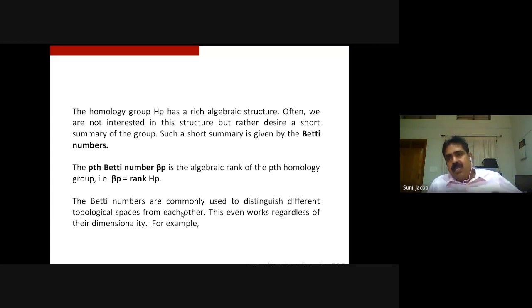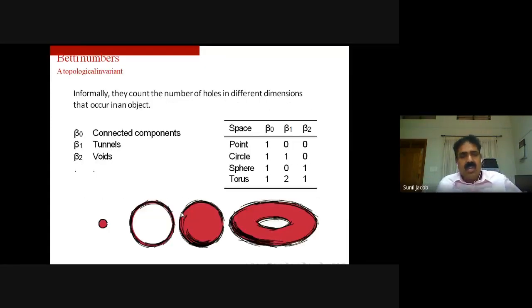Therefore, Betti numbers actually count the number of holes in each dimension. That is the significance of the Betti number. Betti numbers are commonly used to distinguish different topological spaces from one another, regardless of their dimensionality. This is a topological invariant. Betti numbers count the number of holes in different dimensions that occur in an object. In 0 dimension, they count connected components. In 1 dimension, they count tunnels, and beta 2 counts the voids. Beta 0 connected components, beta 1 tunnels, beta 2 voids, etc.